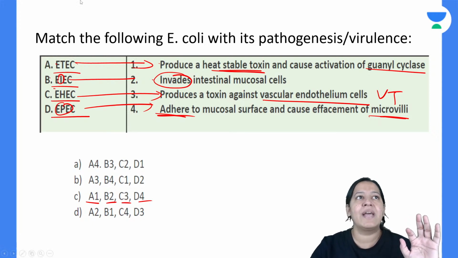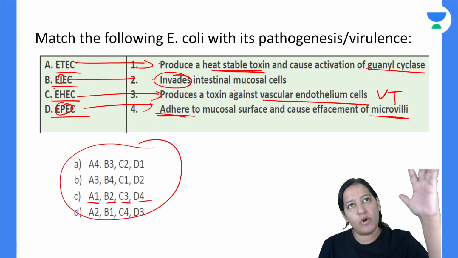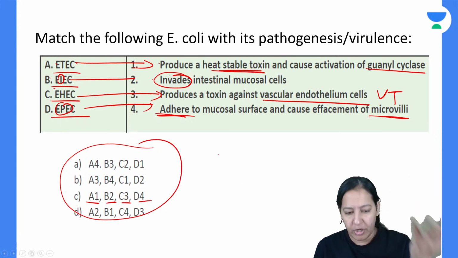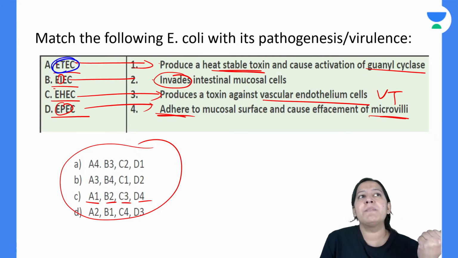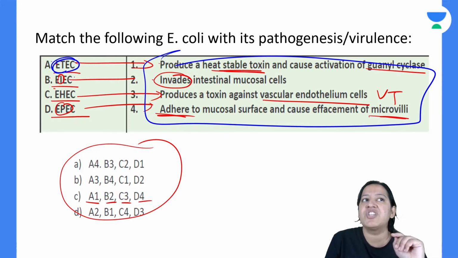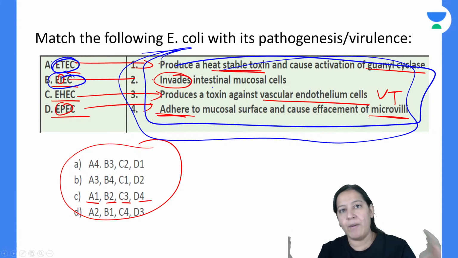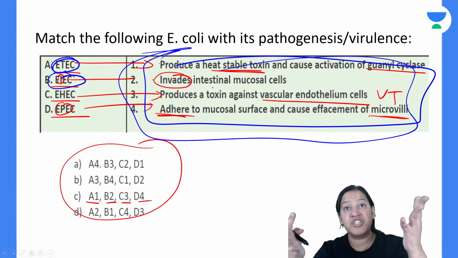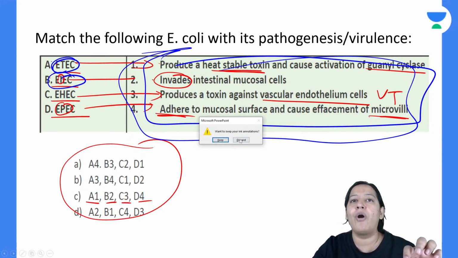Should I proceed to the next question now? So not only this, any question can come. Now the question can come like this: what is the mechanism of action of ETEC? The 4 options are in front of you. What is the mechanism of action of EIEC? The 4 options are in front of you. So you can pick your answer. Likewise, there are many potential questions hidden inside this one question. So you should be able to solve all of them.